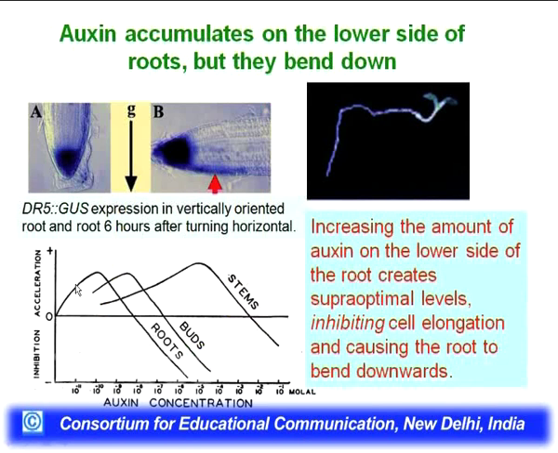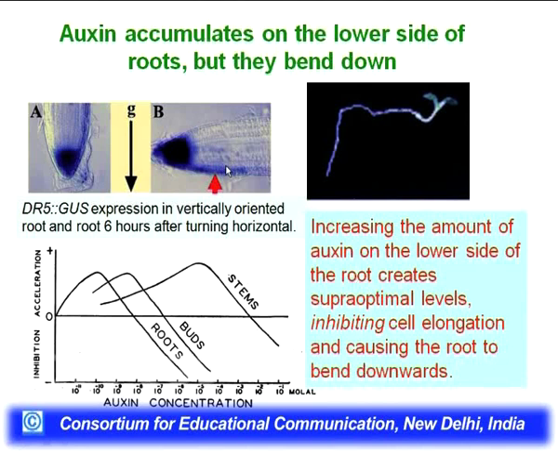Now, again look at the root here. The previous one was the shoot and this is an experiment with root. Again with the DR5 gene, what you can see is that if you put it horizontally, within a few hours the auxin accumulates on the lower side. So, it does not matter whether it is root or shoot, auxins come to the lower side.